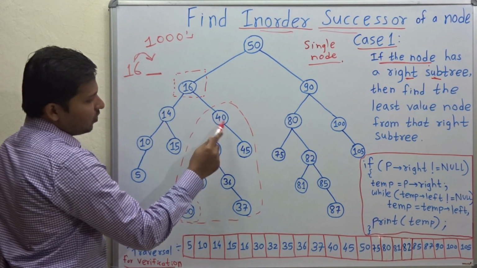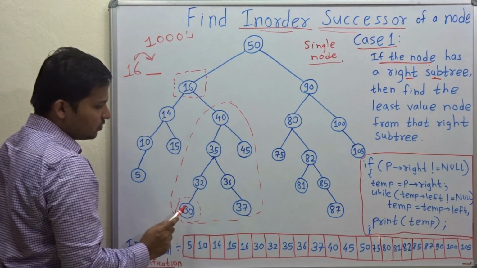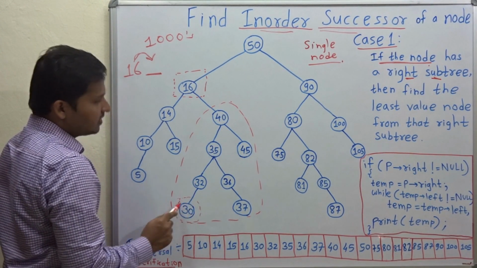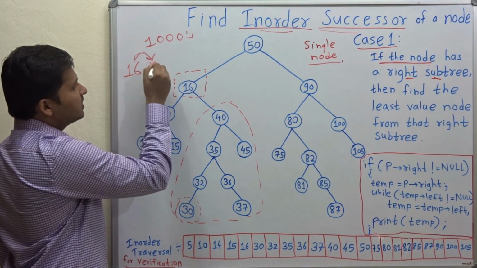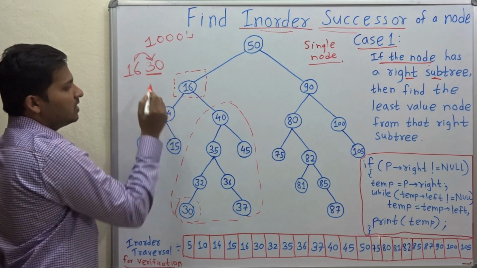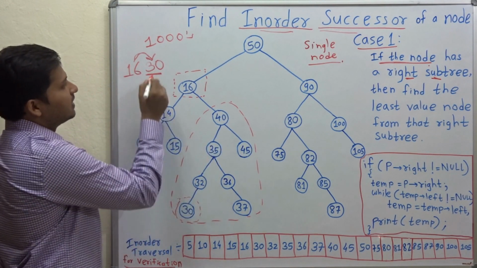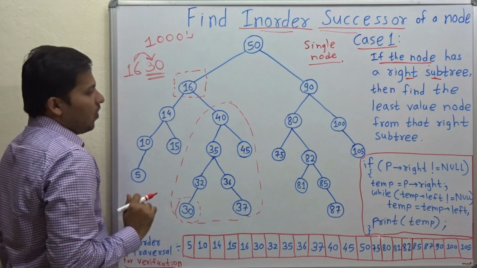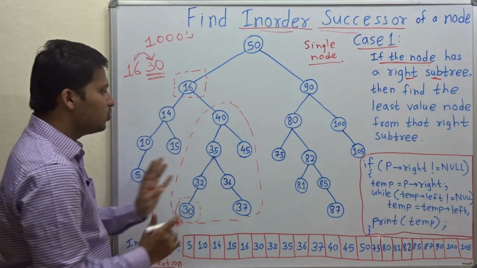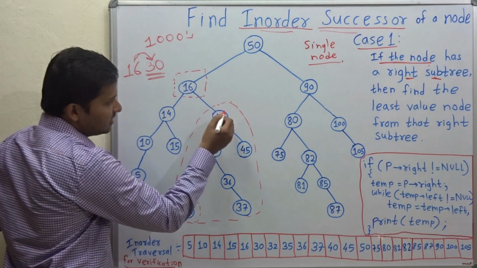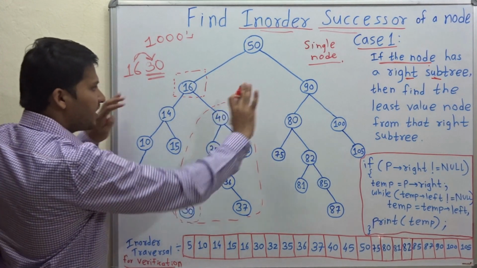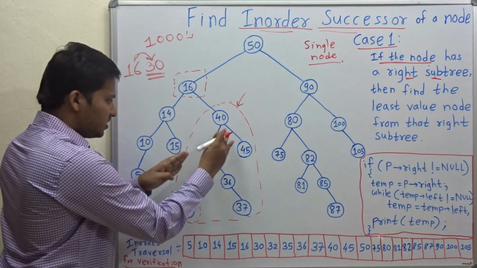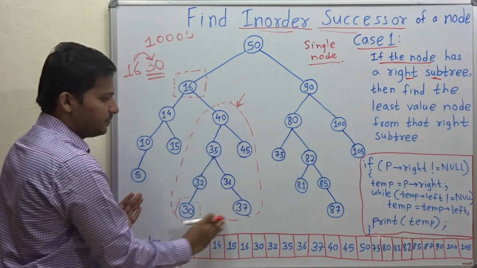See, 40, 45, 35, 32, 30. So 30 is the least value. So after 16, 30 will come in the in-order traversal. So that is the in-order successor. Okay, obviously if you consider only this as a tree, just forget about everything else, just consider this is the tree.